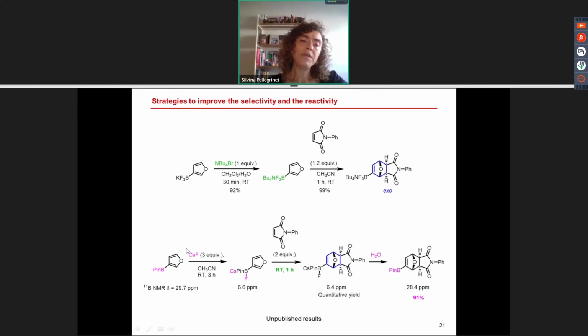And also for the BPin analog, which is much less reactive, the reaction has to be performed at 80 degrees. If we coordinate a fluoride to the pinacol boronate, and this can also be done very easily in the lab and can be monitored by boron NMR, then the reaction only takes 1 hour at room temperature, giving the exo cycloadduct exclusively in quantitative yield. And then after that, the fluoride can be decoordinated by washing with water.